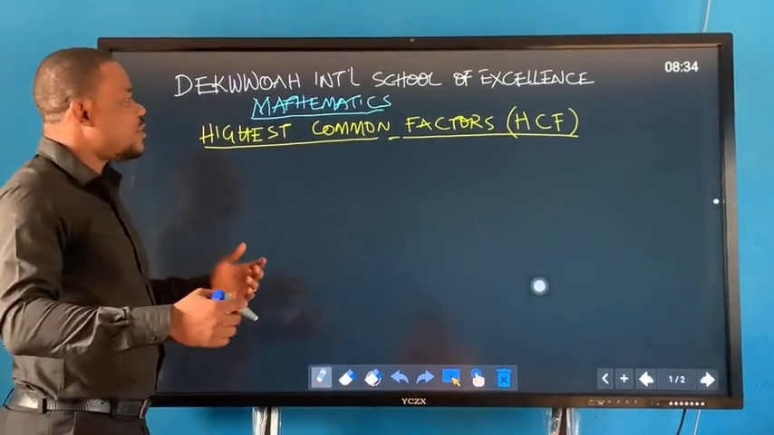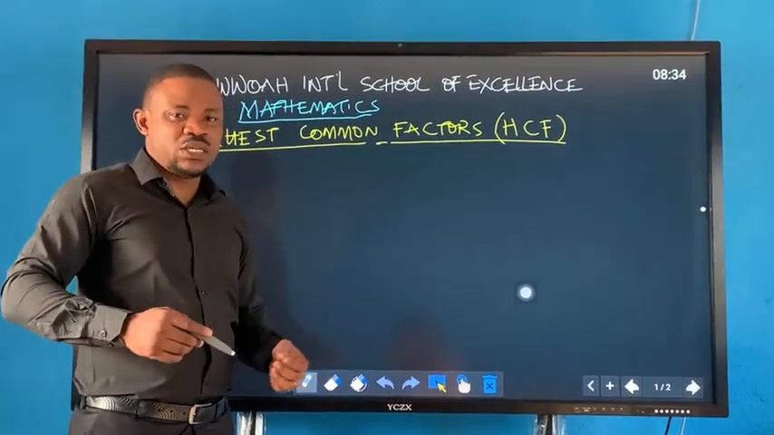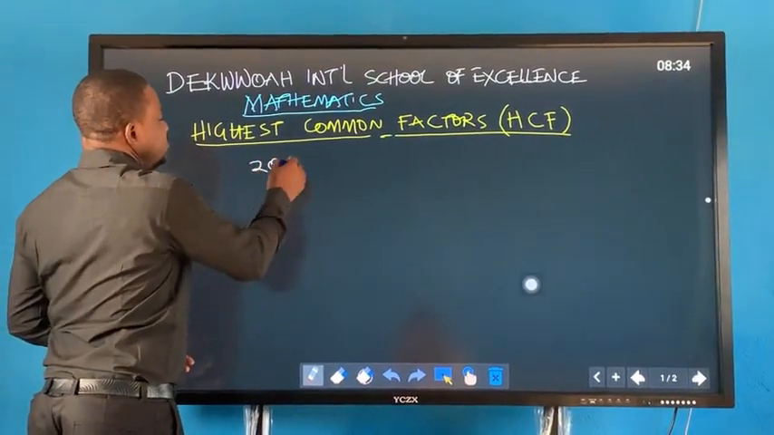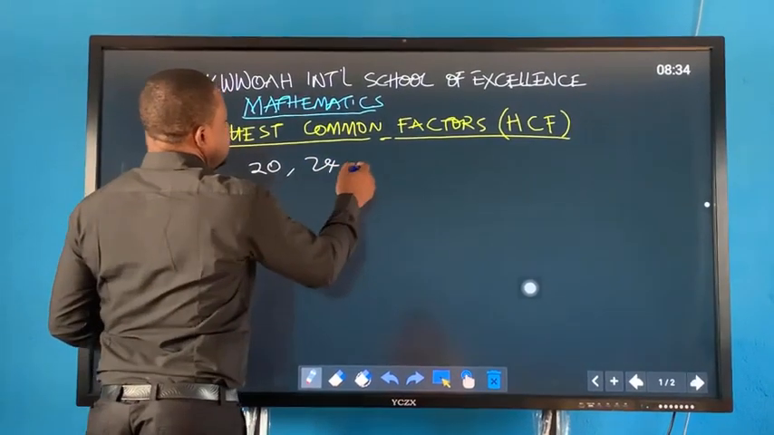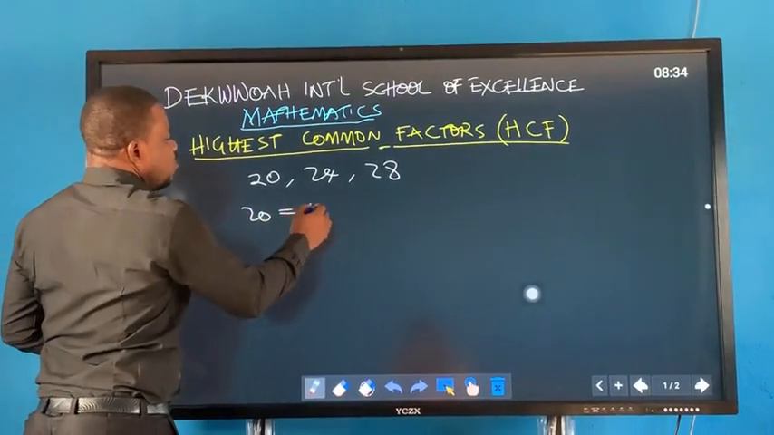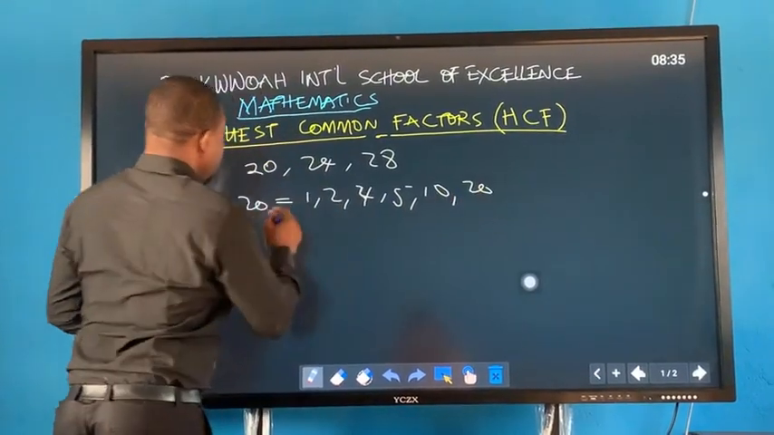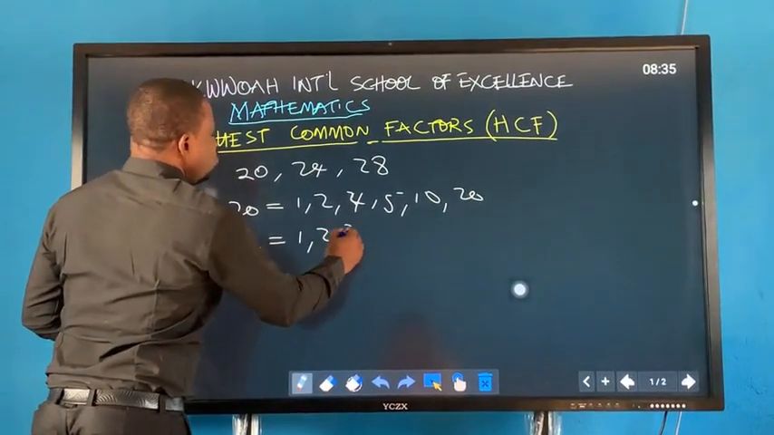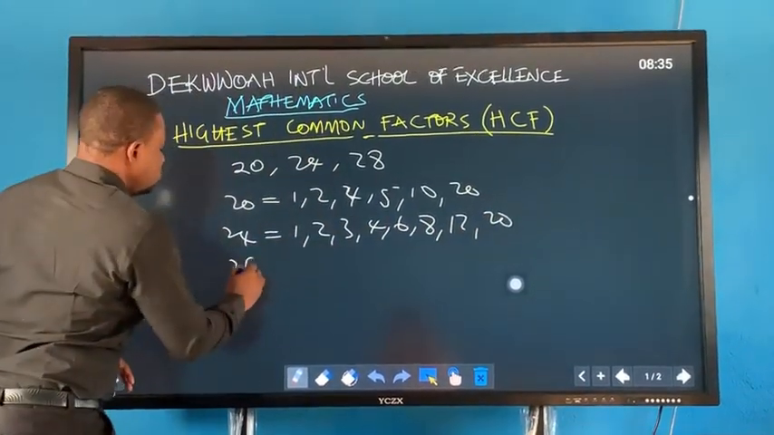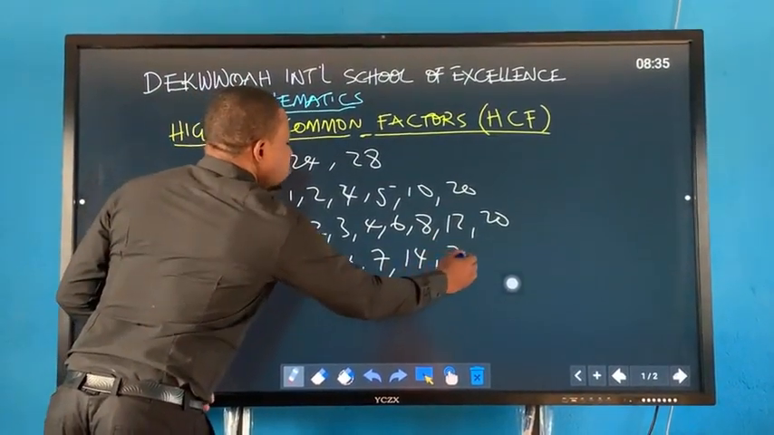If I'm asking for the highest common factor of a certain group of numbers, I'm looking for the largest number that can divide all of them without a remainder. Or I'm looking for the largest common factor. So if I give you something like 20, 24 and 28, and I say find the highest common factor of this: the factors of 20 are 1, 2, 4, 5, 10, and 20. The factors of 24 are 1, 2, 3, 4, 6, 8, 12, and 24. The factors of 28 are 1, 2, 4, 7, 14, and 28.